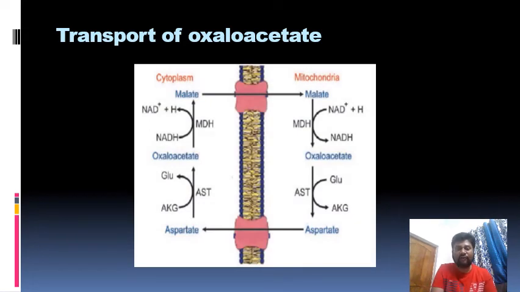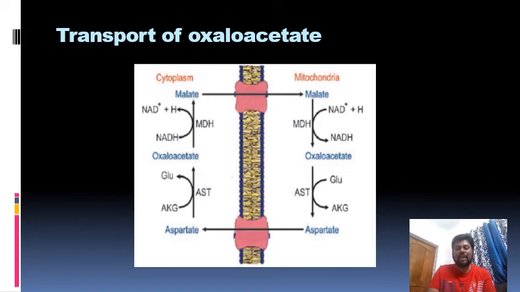The oxaloacetate formed in the mitochondria should disguise itself either as malate or aspartate, and then go out of the mitochondrial membrane into the cytoplasm. Whether it goes out as malate or aspartate is decided by the source, or the substrate, from which the gluconeogenesis process is started.